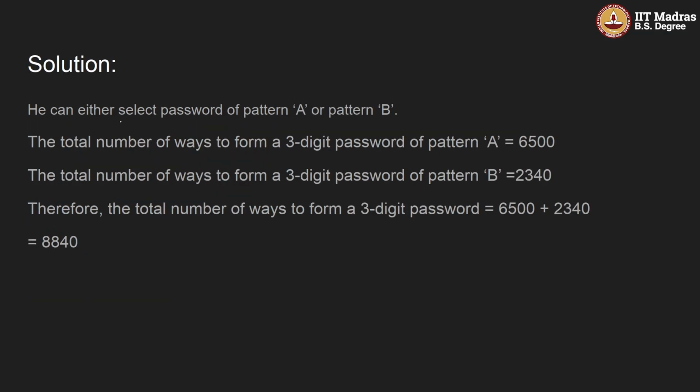Okay, so he can either select a password of pattern A or pattern B. There are two options, right? And the total number of ways to form a 3-digit password of pattern A was 6500, that we calculated in the earlier question. And similarly, in the previous question, we came to know the total number of ways to form a 3-digit password for pattern B was 2340. So if we add both these numbers, we will get the total number of ways to form a 3-digit password for the office desktop, which is 8840. Okay.